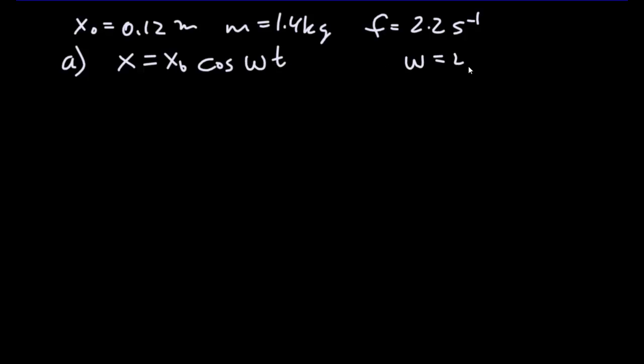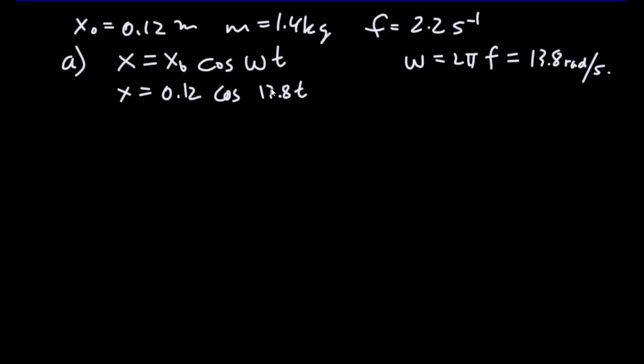Omega, we can work that out. It's going to be 2 pi times f, and that comes out to be 13.8 radians every second. So if I plug in my values here, my displacement was 12 centimeters, cosine 13.8 times t.